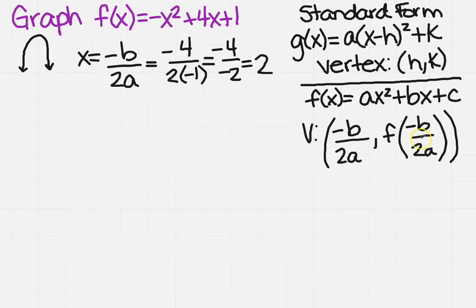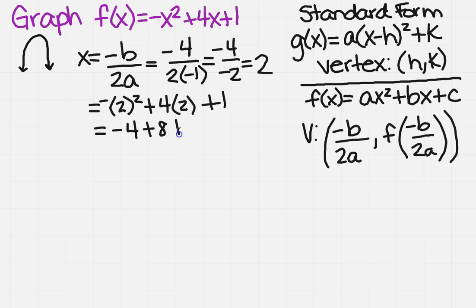Now, I have to find f of that value to find out what y is. So I'm going to get the opposite of 2 squared plus 4 times 2 plus 1, and that's going to give me minus 4 plus 8 plus 1, and that's going to give me 5. So my vertex is going to be at 2, 5.